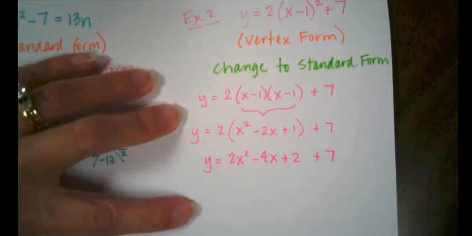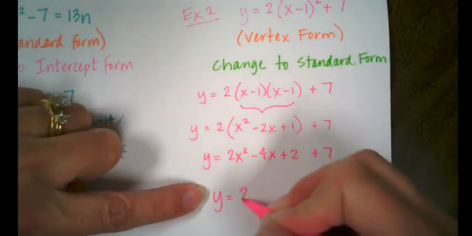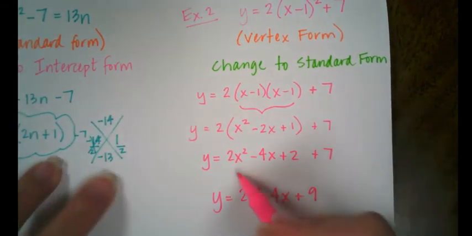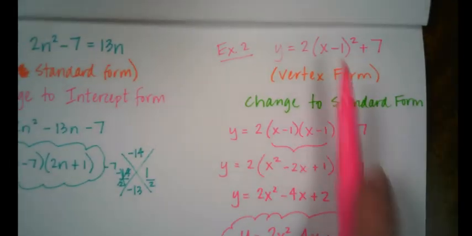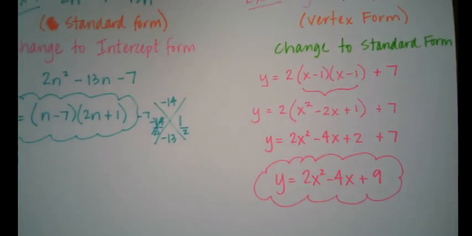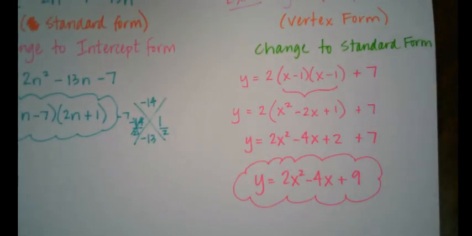And then the last thing I need to do is combine like terms. So I've got like terms right here at the end. So y equals 2x squared minus 4x plus 9. And that is standard form. So standard form has no parentheses, factored form will have 2 sets, and vertex form will have 1 set squared. So there is the example of changing from vertex form into standard form. All right, so at this time I'm going to pause the video so that I won't get cut off. So I'll pick up on the last 2 examples in the next video.